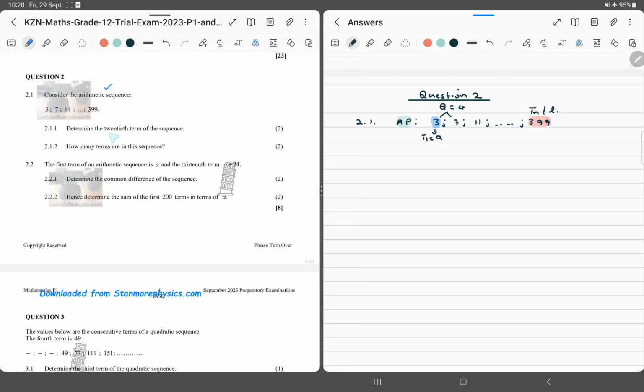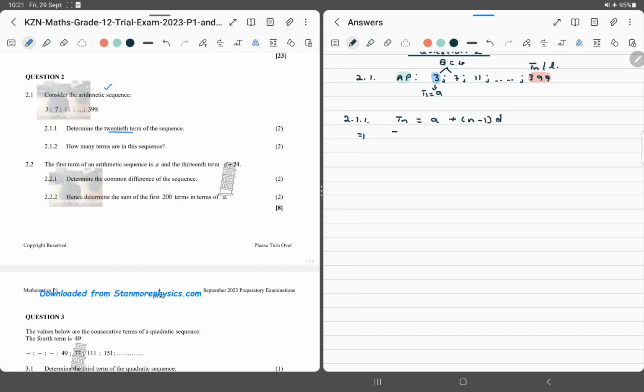Now, first question, determine the 20th term of the sequence. Easy. 2.1.1. We know that essentially Tn is equal to A plus n minus 1 times d. This implies that T20 is going to be equal to A, which is 3, n is 20, d is 4. Okay, nice and easy. Here I'm just going to move quick. Therefore T20 is equal to, now let's put it in the calculator and not waste time. So we're getting 79.